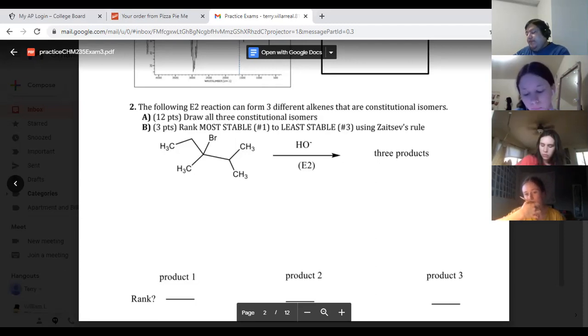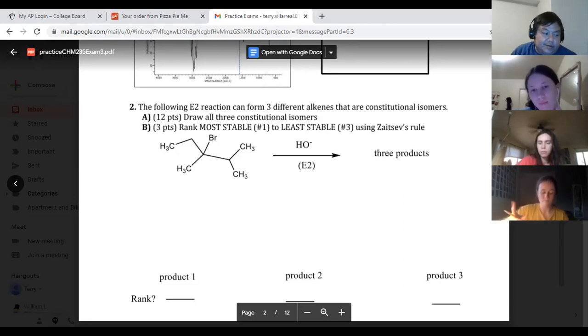So, as a reminder, while you guys are filling this out, Zaitsev and Hoffman were both scientists working in the late 1800s on the elimination reaction. Zaitsev discovered the E2, but he did it with small bases like methoxide and hydroxide. Zaitsev found that when he did his reactions with very small bases, the proton would be taken from the most substituted carbon, or the carbon with the lowest number of hydrogens.